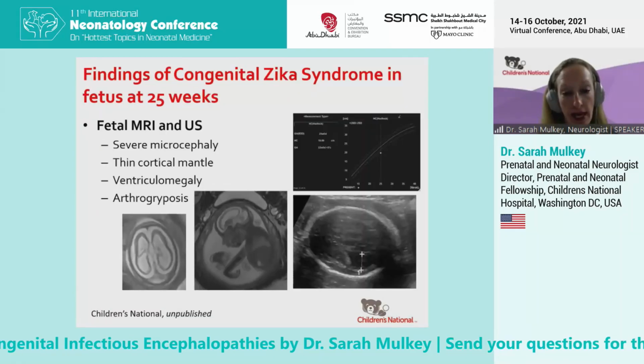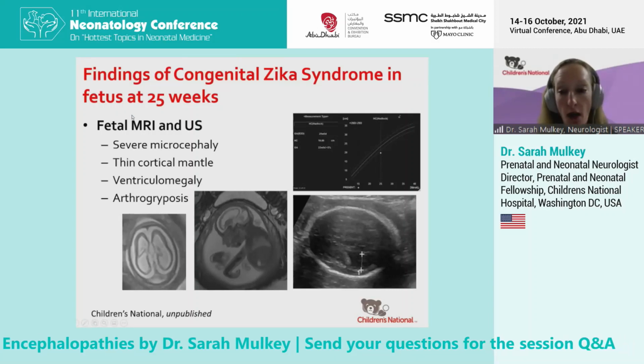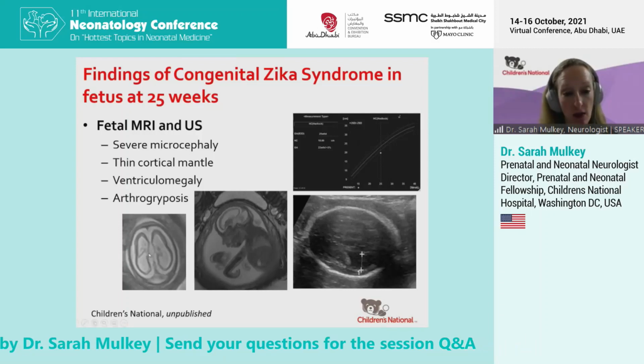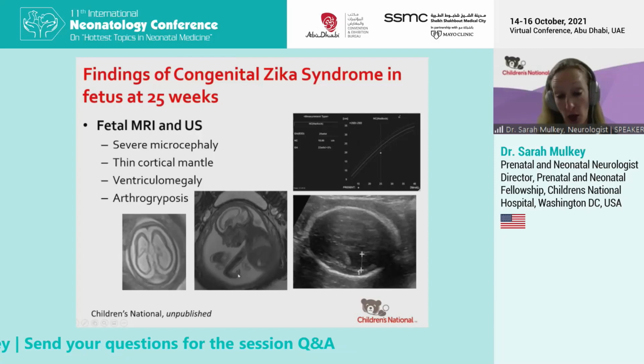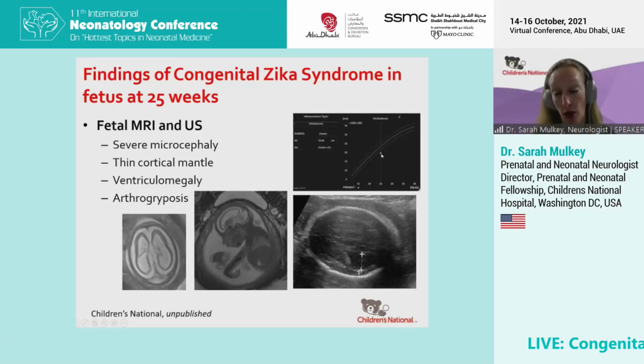And so here is a case that came to see us at 25 weeks gestation, showing all of these features of congenital Zika syndrome in the fetus. We have a very thin cortical mantle, and a fetus with arthrogryposis. You can see ventriculomegaly because of the loss of the brain tissue. And this is the ultrasound growth curve of the head circumference, and it's below the curve.